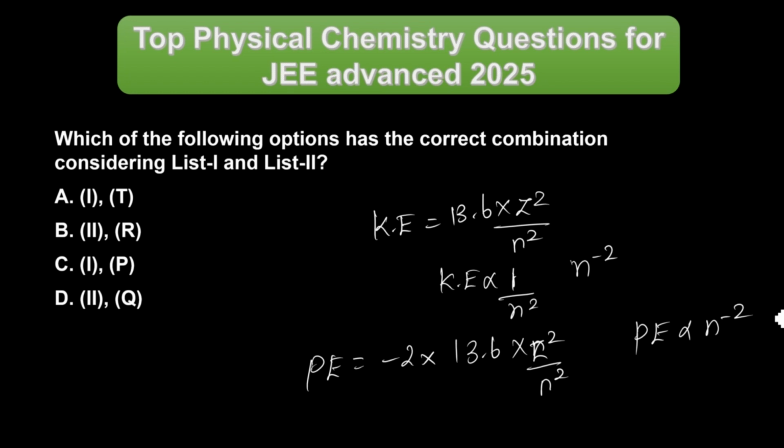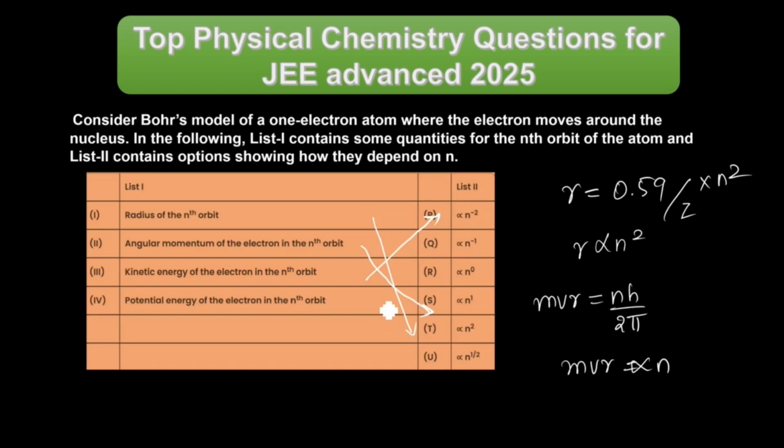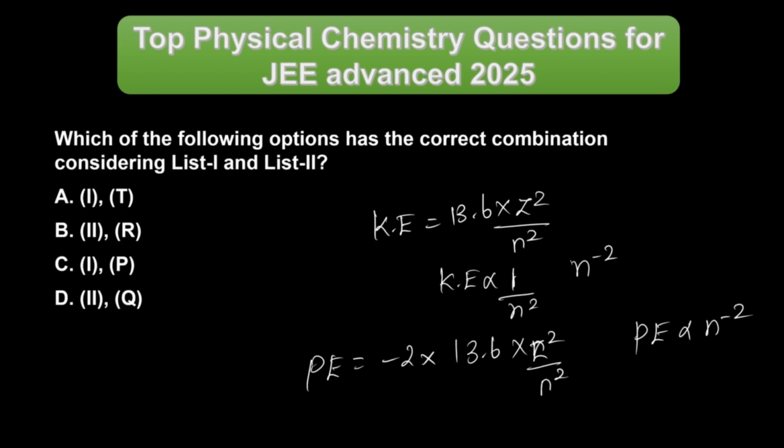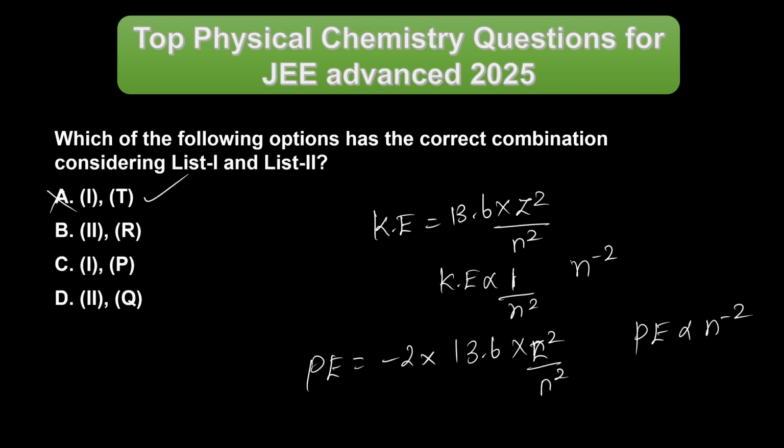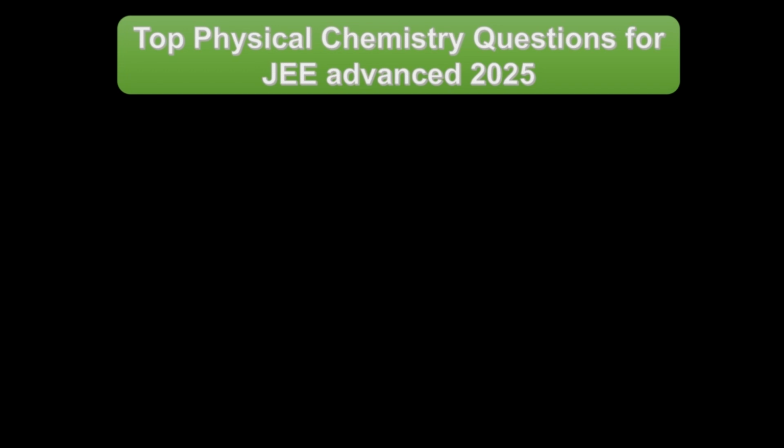Okay, so which of the following options has the correct combination? 1 to T, 2 to S, 3 to P, and 4 to P. Okay, 1 to S, it's not right. 1 to T, which makes it the right answer. 2 to S, right? So that is not right. And 1 to P is also not right. 2 to Q is also not right. So option A is the right answer to this question. Okay, so you have to know all those formulas, then only you can answer this type of question. So please pick up the pace for formulas.